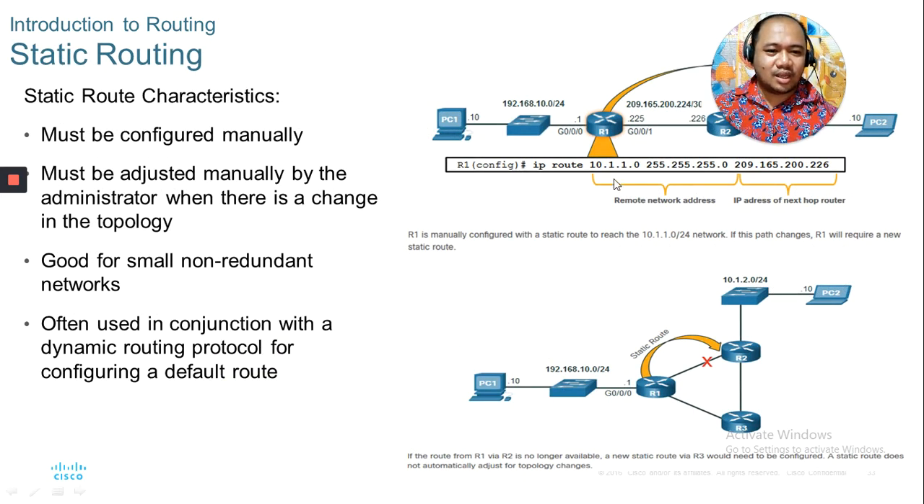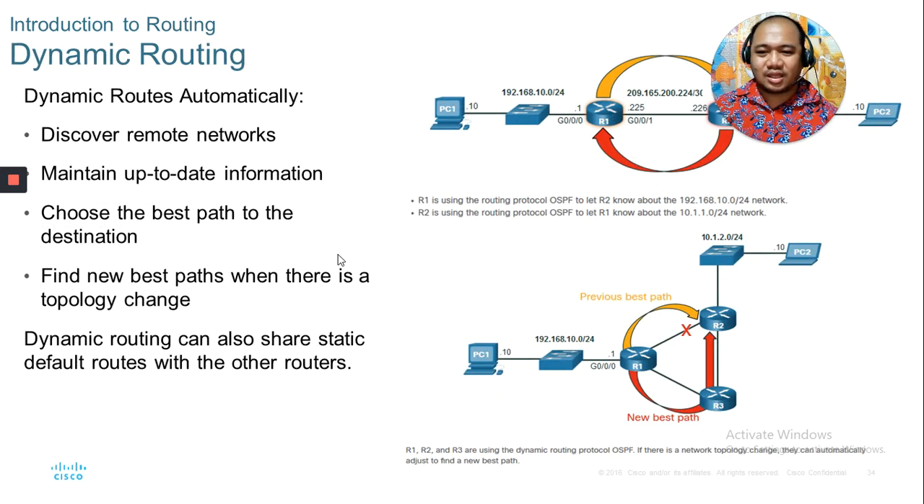Here's the command for creating a static route for a known network. If you know the network of the other computer, you can use that addressing. How about dynamic routing? If you're using OSPF, RIP, and EIGRP, the router dynamically learns those network addresses, as routers exchange advertisements of networks with other routers.